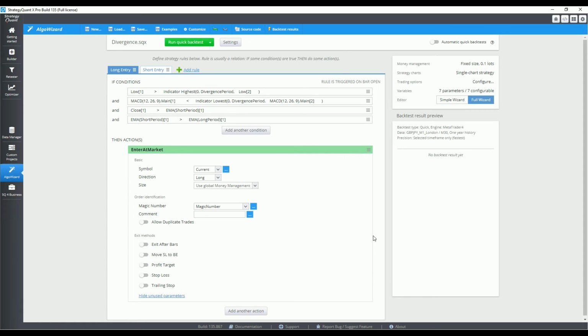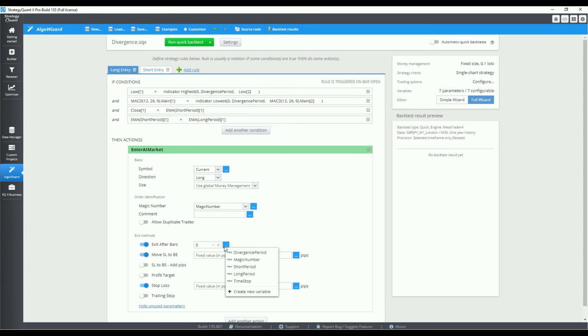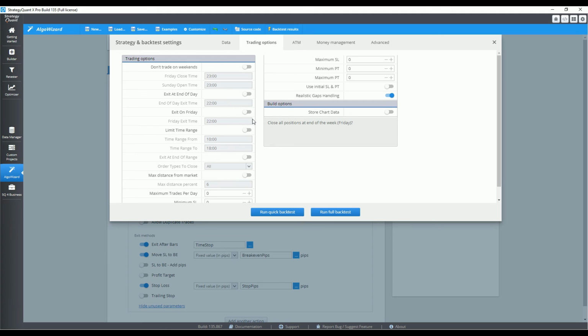I will experiment with the following for this strategy: a 70 pip catastrophic stop loss, a 30 pip break-even stop loss, a 150 bar time stop, which corresponds to about 3 days on the 30-minute time frame, and I will exit my trades on Friday at 3 p.m. New York time.